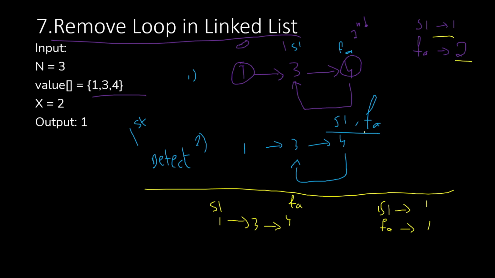Now after we have detected that a loop exists, we apply this second method, which is exactly removing the loop. In the first, we detected that there is a loop. Now we will remove that loop. This is the second method. Now apply the conditions and check where they can meet again.